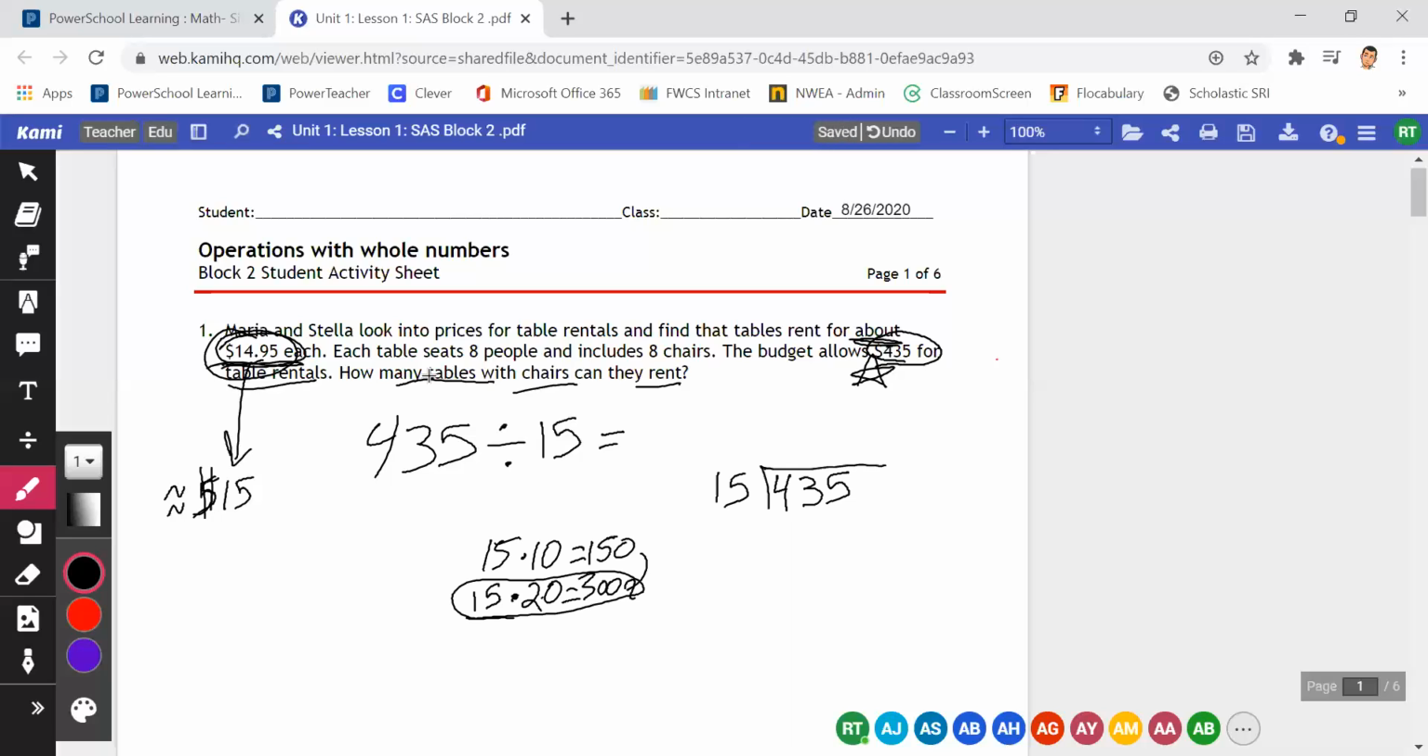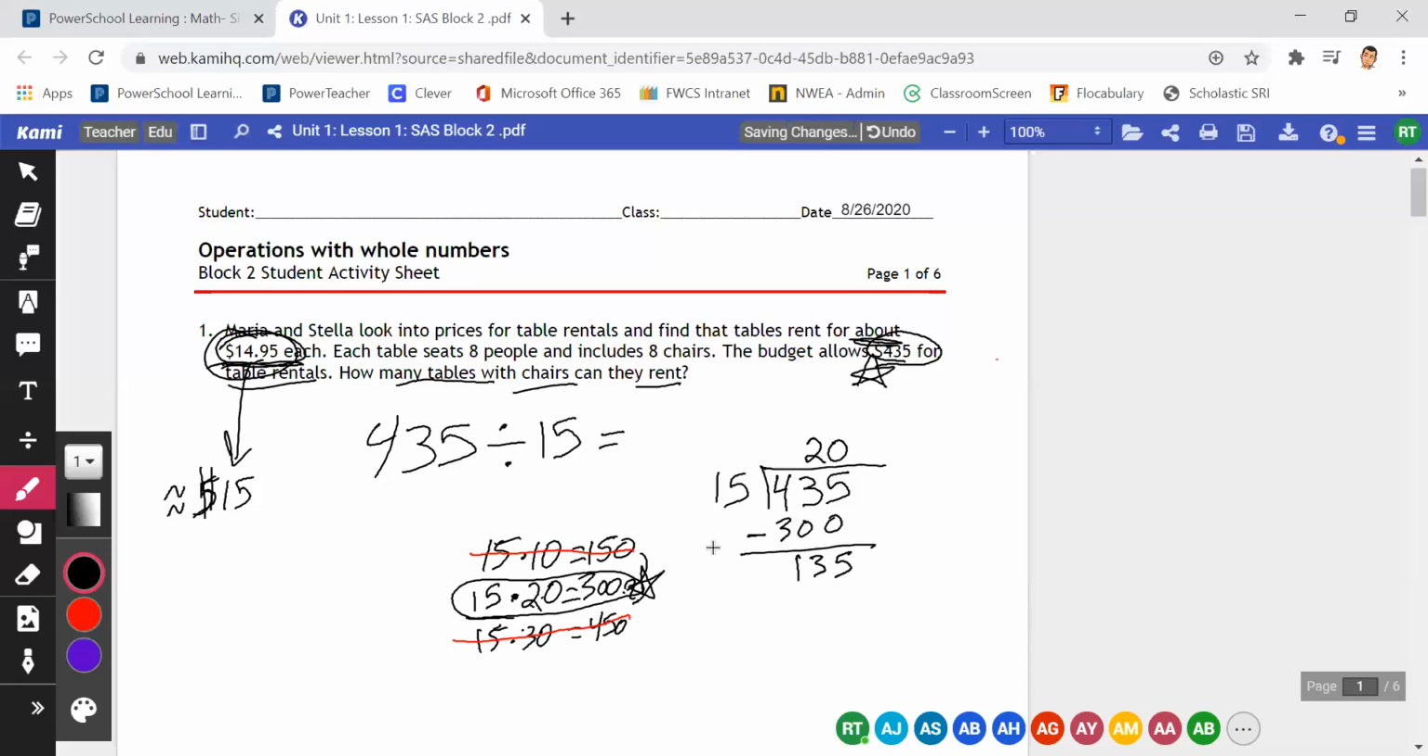I know I can't do 15 times 30 because 15 times 30 would be 300 plus 150, so that would be 450. Well, I only have a budget of $435, so I can't use that method. So I'm going to say, okay, if I put 20 groups of 15 in, that's going to subtract 300 from my total, and I got that right from this problem here. So I can subtract 300 from my total 435. 5 minus 0, of course, is 5. 3 minus 0 is 3, and 4 minus 3 is 1.